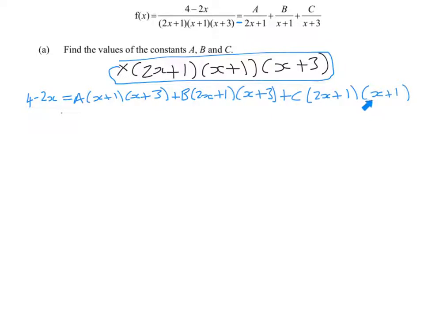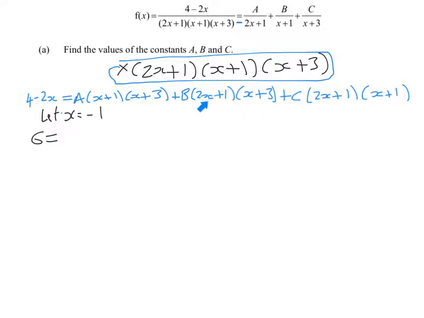Now let's look at trying to get rid of some letters. If I say let x equal -1, see what happens. If x is -1, 4 minus 2x will give me 6. So I've got 6 equals. Now, let's have a look what we lose. -1 there would make all that 0, and -1 there would make all of that 0. So I'm just left with B.